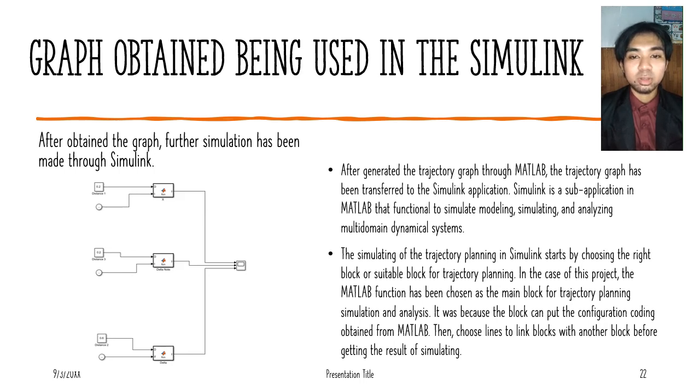It is because the block can take the configuration coding obtained from MATLAB. Then we have to choose the line to link the block with another block before getting a result. So the result will be obtained if you double click the scope. Scope is another block in the MATLAB simulation.